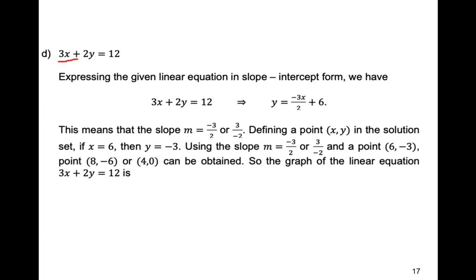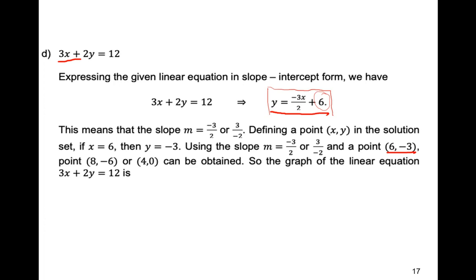For our last example, naka-slope-intercept form pa rin siya. Transform natin yung given equation to a slope-intercept form. However, in this case, hindi na natin gagamitin yung y-intercept. Hindi natin ipa-plot yung y-intercept. We just determined a point that will satisfy this equation. And in this case, ang point na nahanap natin na makakapag-satisfy sa equation ay itong point (6, -3).